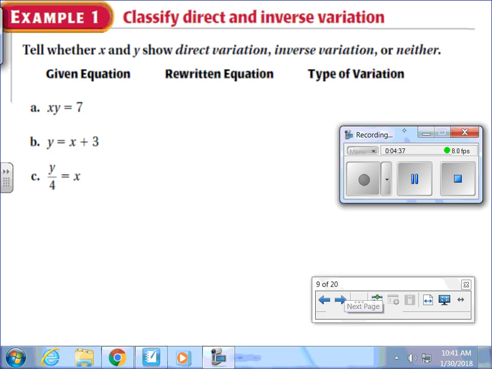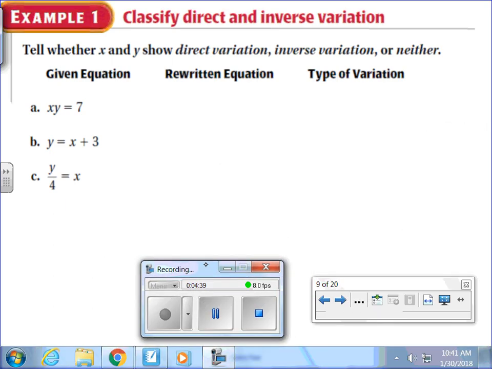Okay, we are going to tell whether x and y are showing direct variation, inverse variation, or neither. The key here is you must solve for y before making your decision. Okay, so let's look at question A.